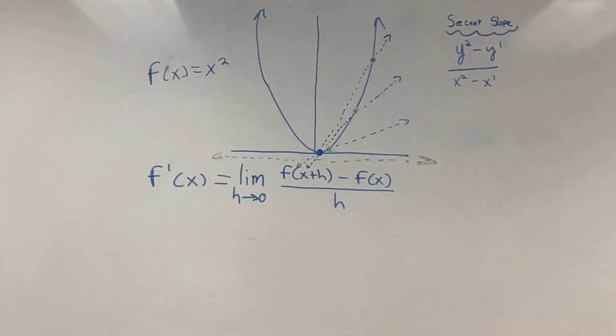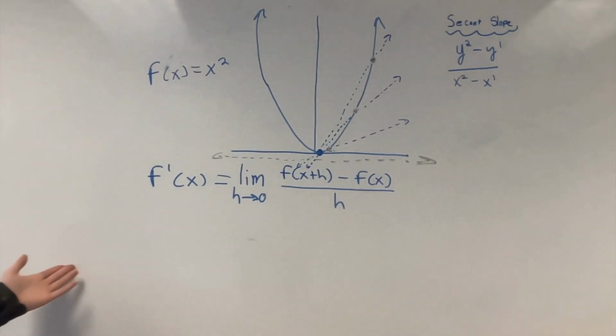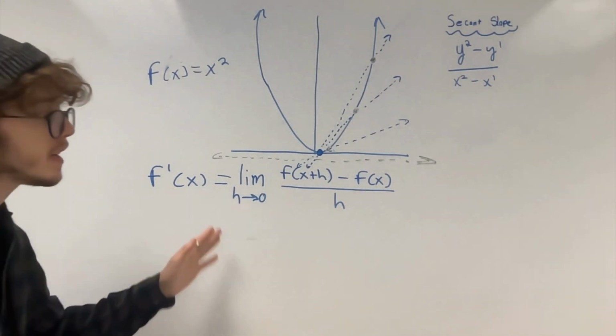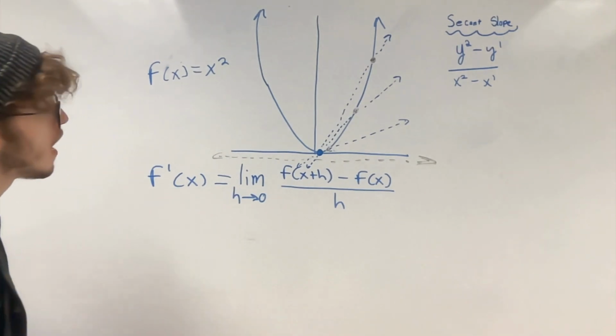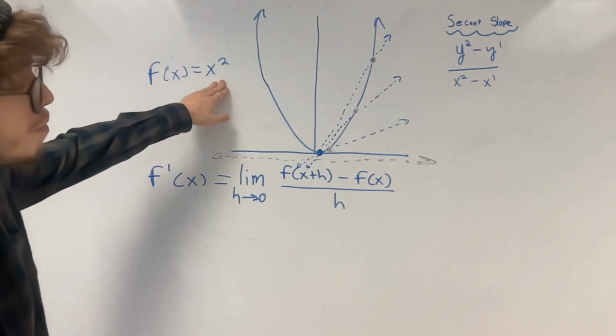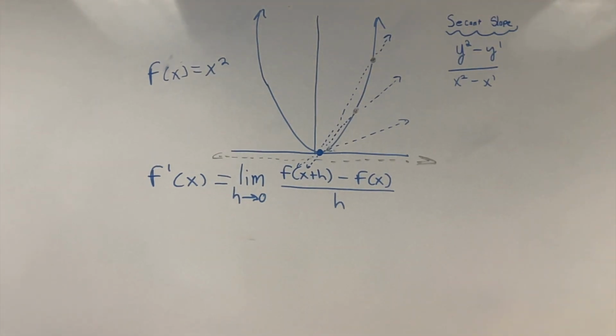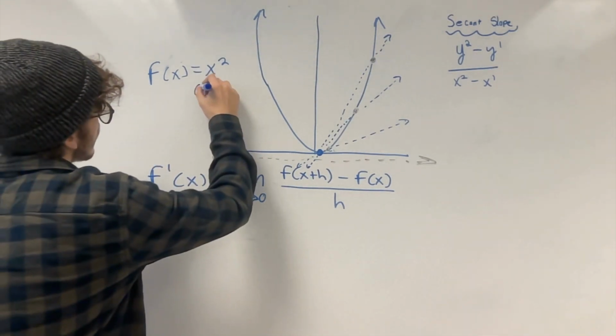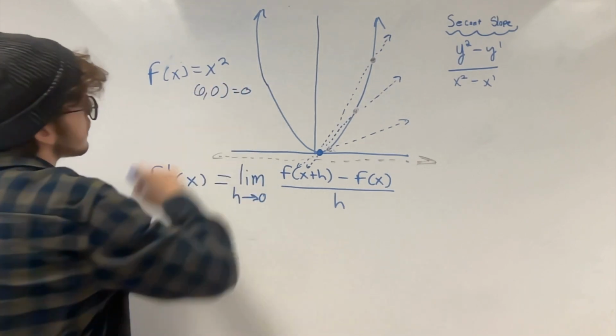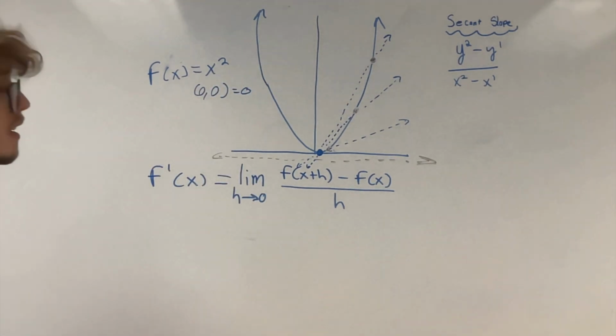So let us now work out the algebra of f prime of x, what we call the limit definition of a derivative here, to find and prove the slope of the tangent line of x squared at 0, 0 is actually 0. So let's see this here.